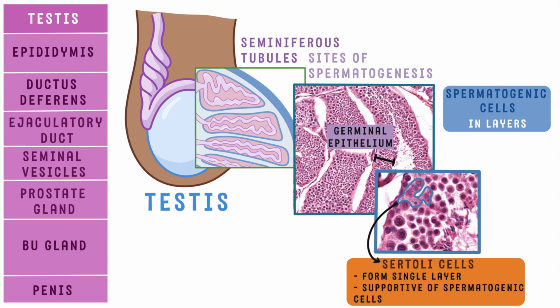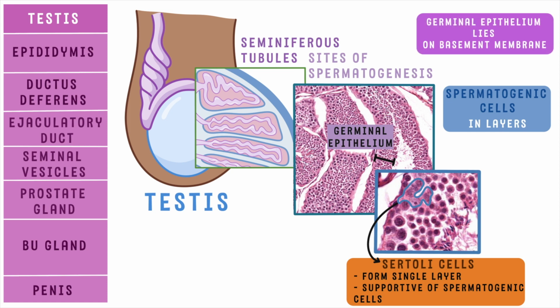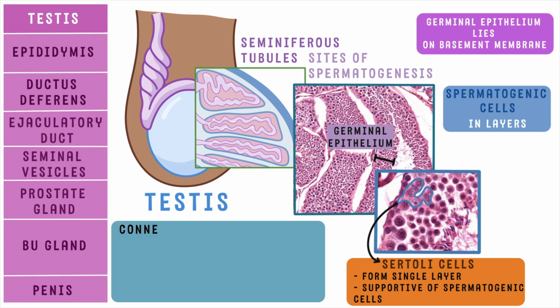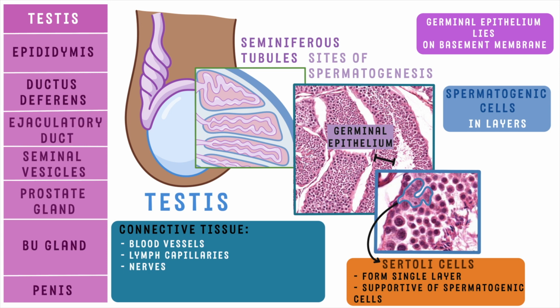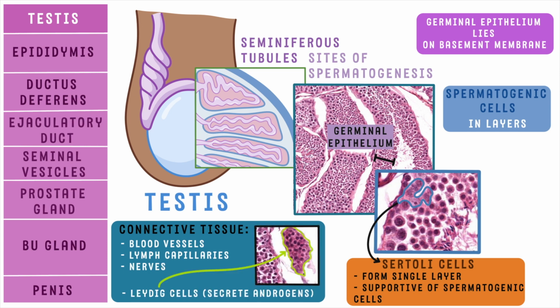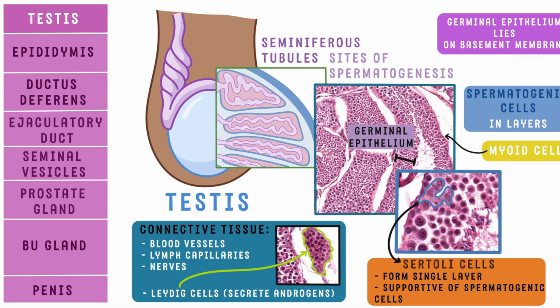supportive of spermatogenic cells. The germinal epithelium lies on a basement membrane and is surrounded by a thin layer of loose connective tissue. This connective tissue supports blood vessels, lymph capillaries, nerves, and Leydig interstitial cells, which secrete androgens. Myoid cells are closely adjacent to seminiferous tubules and are capable of contraction, thus helping to move spermatozoa along tubules and away from where they develop.